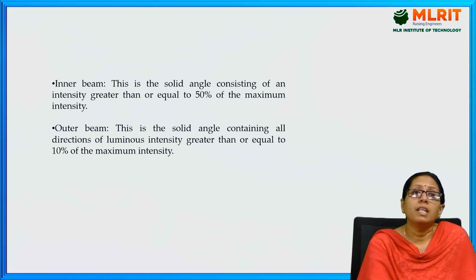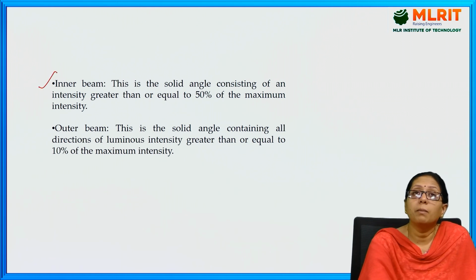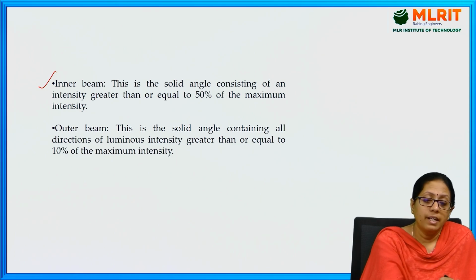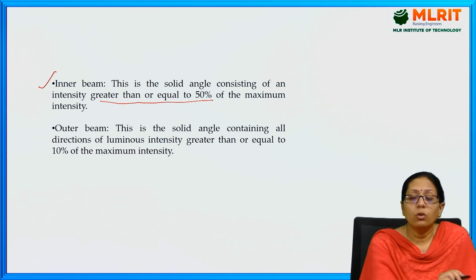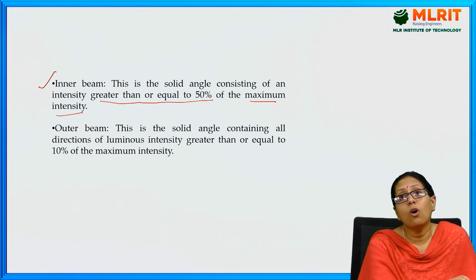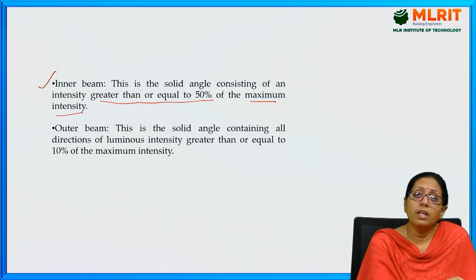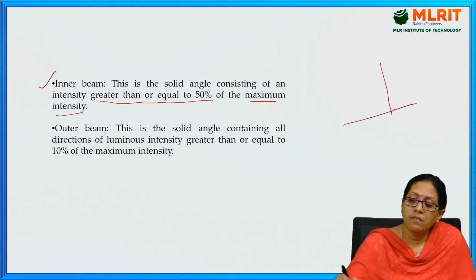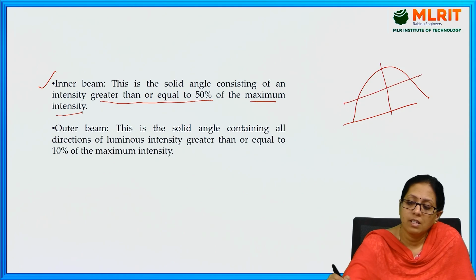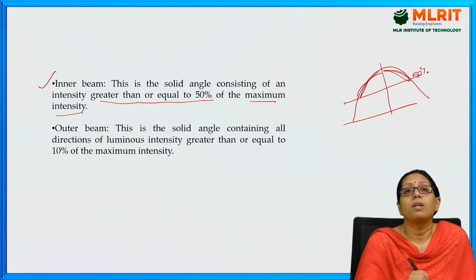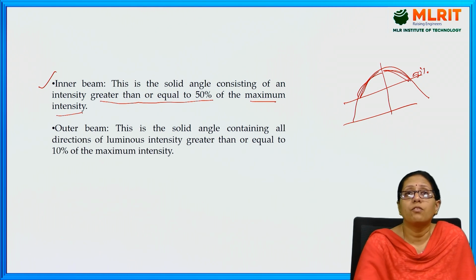Next one is inner beam. This is the solid angle consisting of an intensity greater than or equal to 50% of the maximum intensity. It means if this is the graph, this is your 50%. So this part indicates intensity equal to or more than 50%.